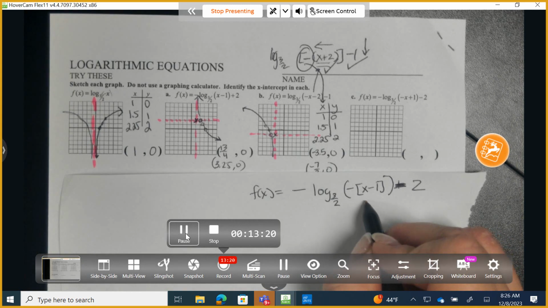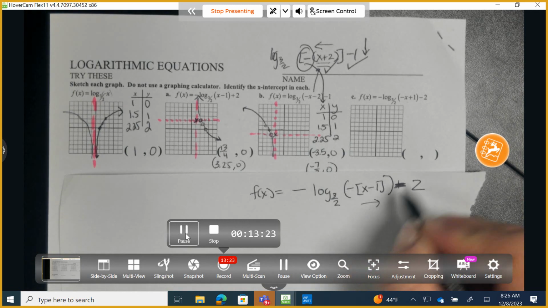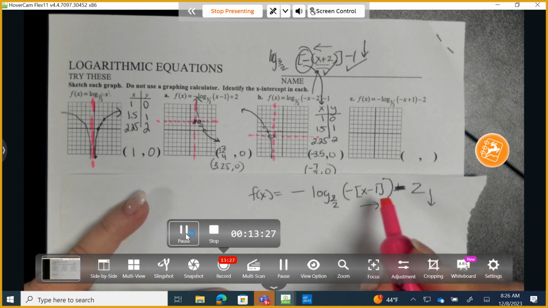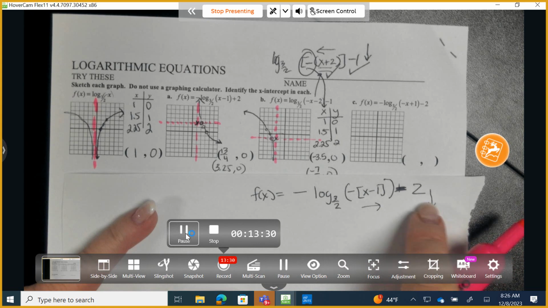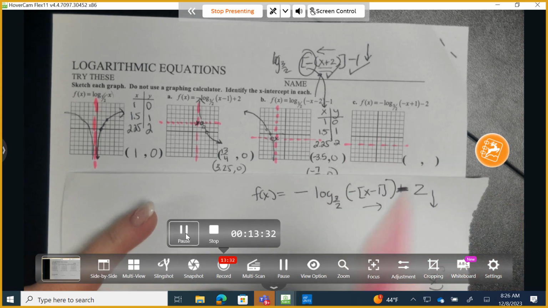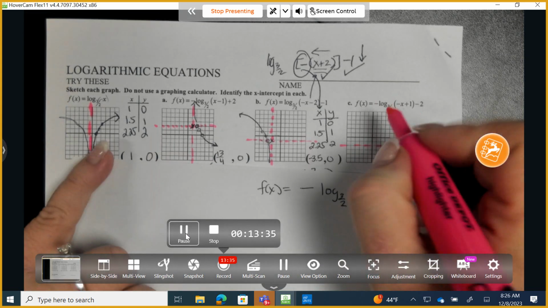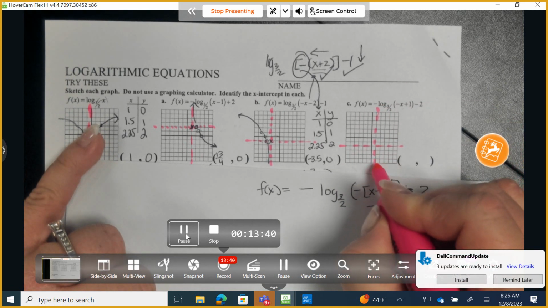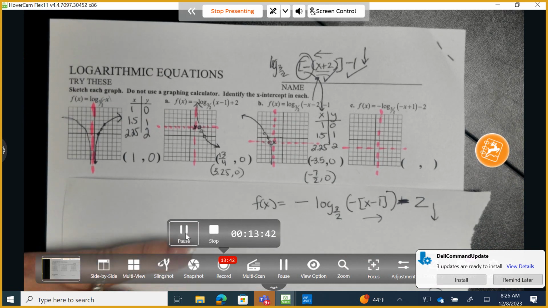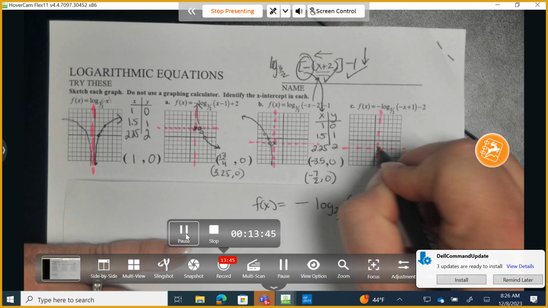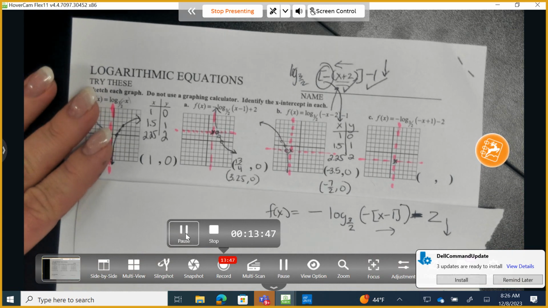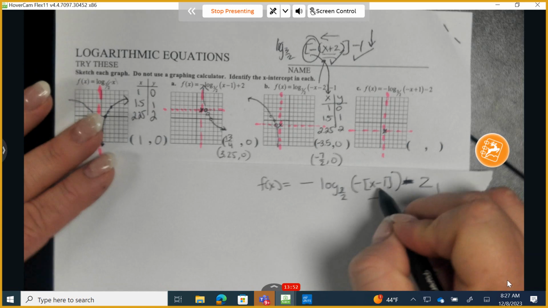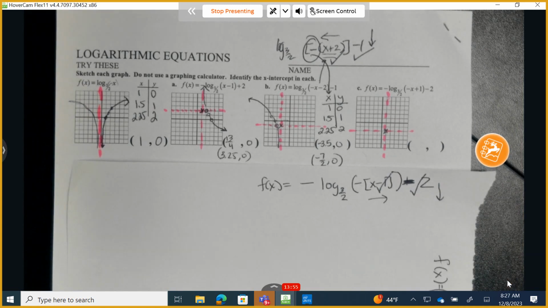So this says I'm going to shift this to the right 1, and I'm going to shift this down 2. That's the first thing I'm going to do. I'm going to go to the right 1 and down 2. Horizontal shift to the right 1, vertical shift down 2. This is my new origin. I'm going to put a little X there to represent that new origin. And again, as I've shared with you before, I think it is beneficial to mark off what we've taken care of.